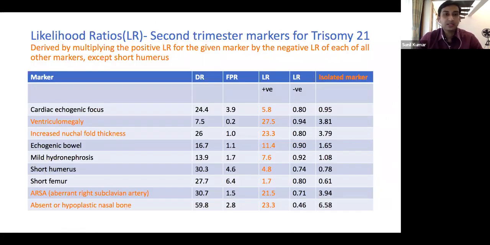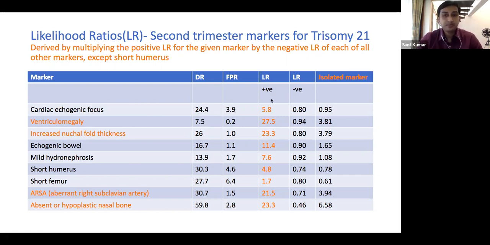So there are terminologies like likelihood ratios or soft markers of the chromosomal abnormality. These are cardiac echogenic focus, ventriculomegaly, increased nuchal fold thickness, echogenic bowel, hydronephrosis, short humerus, femur, aberrant right subclavian artery, absent or hypoplastic nasal bone. If these features are there, then the detection rate of chromosomal abnormality increases. False positive rate is also there.